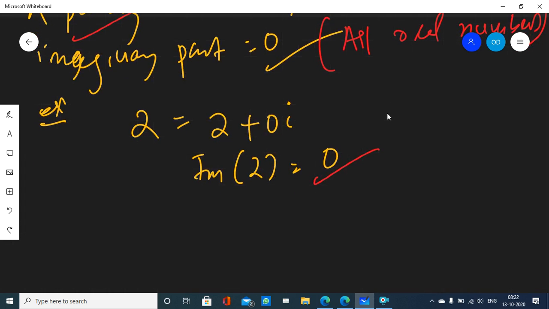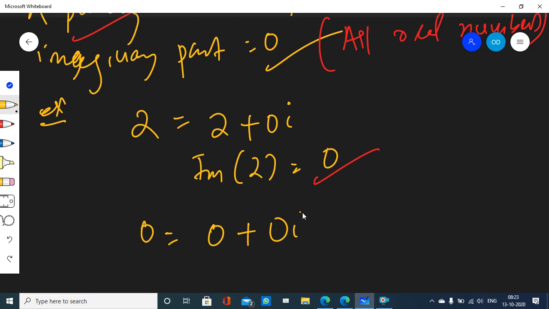If the imaginary part is 0, or if the imaginary part vanishes, then it is a purely real complex number. 0 is also a purely real complex number, right? Because 0 is equal to what? 0 plus 0i. And what is the imaginary part of 0 here? 0. 0 is also a purely real complex number.